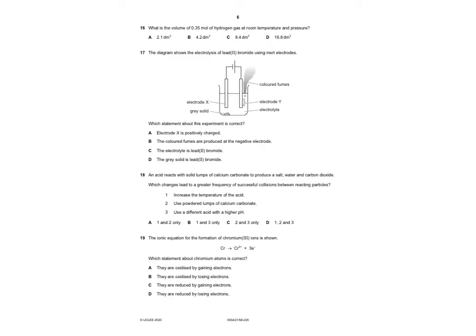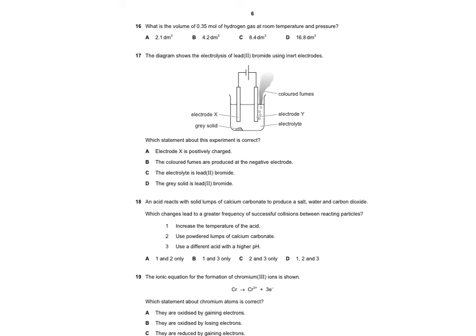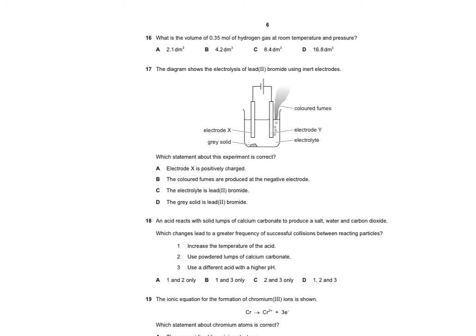So what is the volume of 0.35 moles of hydrogen gas at room temperature and pressure? So we're using our basic triangle of moles, volume, 24. Volume, mole, 24. Okay, so 1 mole of any gas is 24 decimeters cubed. So we're going to do 0.35 times 24, and that's going to give us 8.4.